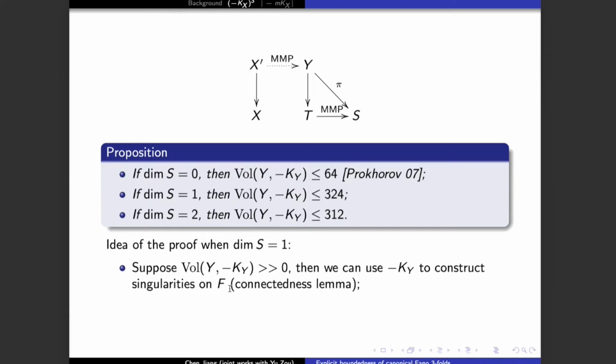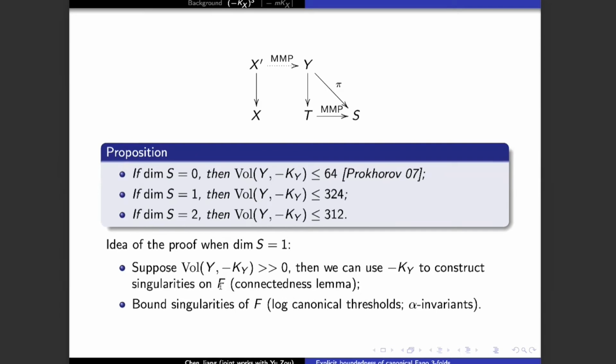And then on the other hand, we know that F itself is a smooth weak del Pezzo surface. So that means the singularity of F cannot be too bad. So the singularity here, I mean the singularity coming from minus K_F, is related to the lower bound of the so-called log canonical threshold or the so-called alpha invariant.